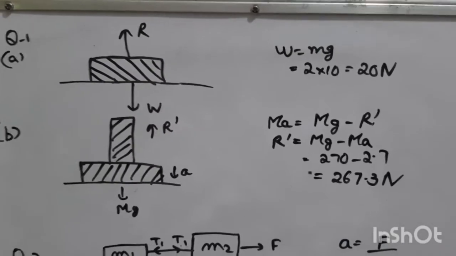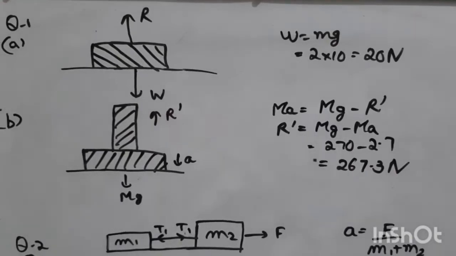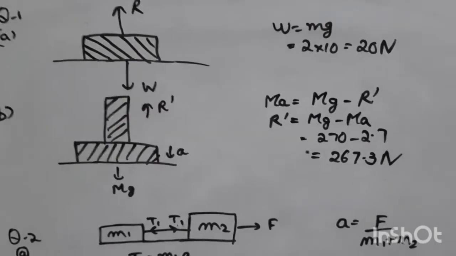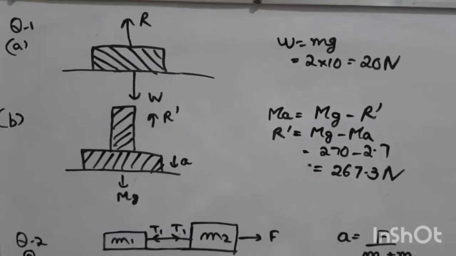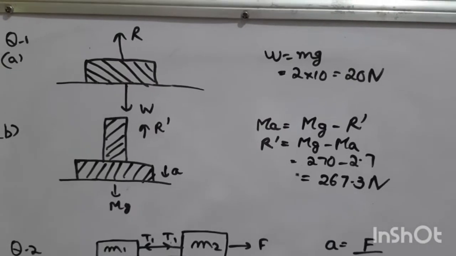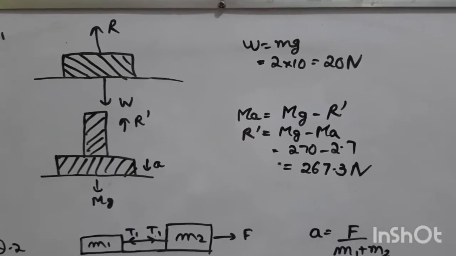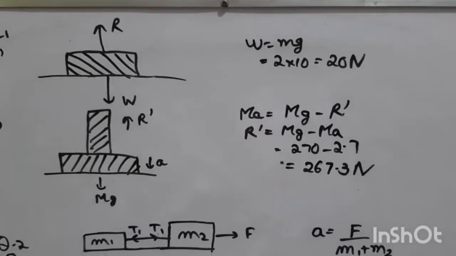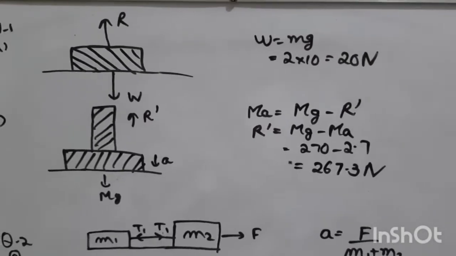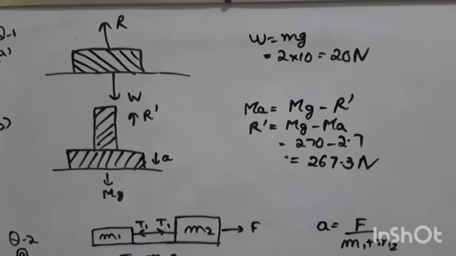In this case, the forces acting on the block are the weight of the block downward and the reaction in the upward direction. As no external force is acting on the block, the reaction will be equal to the weight, W is equal to mg, where m is the mass of the block, that is 2, and the acceleration due to gravity is given as 10 meter per second square. So we have weight as 20 Newton. So the force exerted by the block on the floor will be the same as the reaction force.